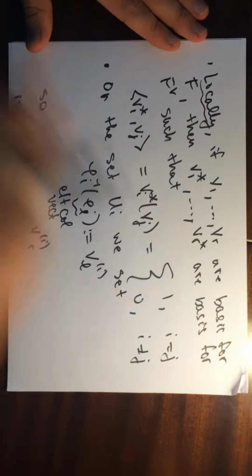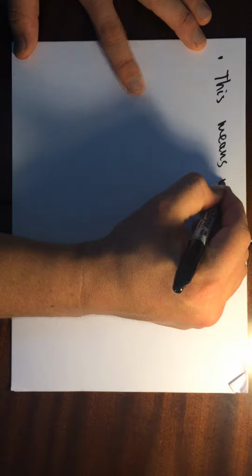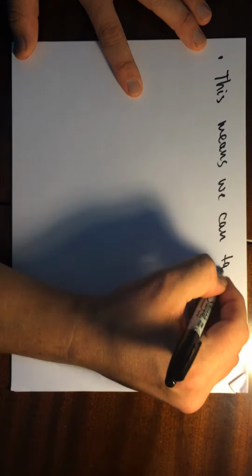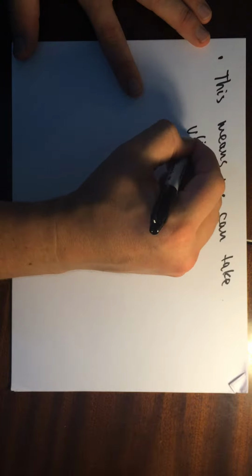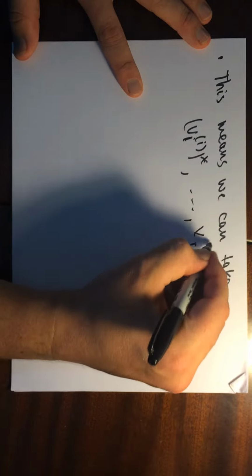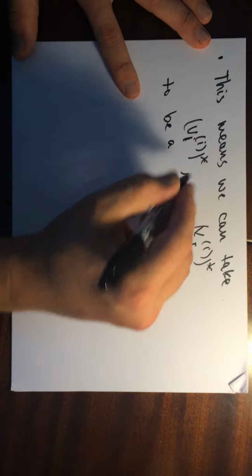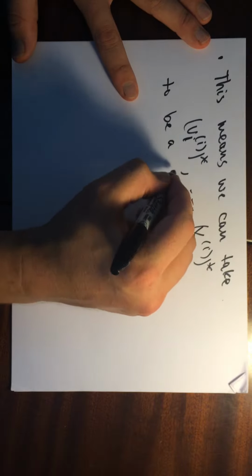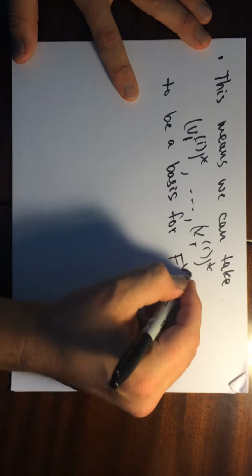Okay, so this is what gives us our trivialization. So this means we can define, take, let's say V_1^I dual up to V_R^I dual to be a basis for, let's say, F hat restricted to U_I.